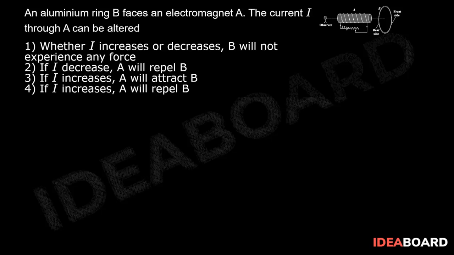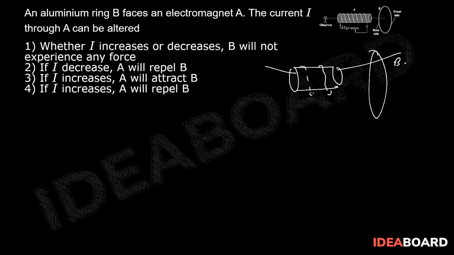An aluminium ring B faces an electromagnet A. The current I through A can be altered. Now in this case we have this A and we have B. If we change the current in this, you can observe that the value of the flux passing through B will change, right? So basically this is a case of mutual induction.